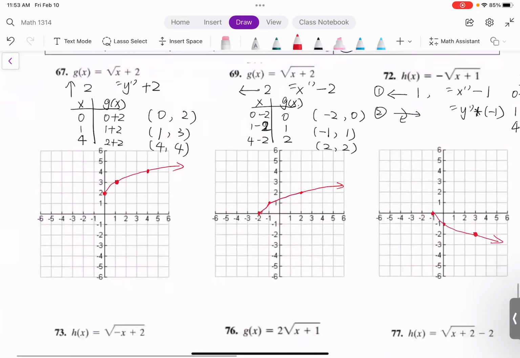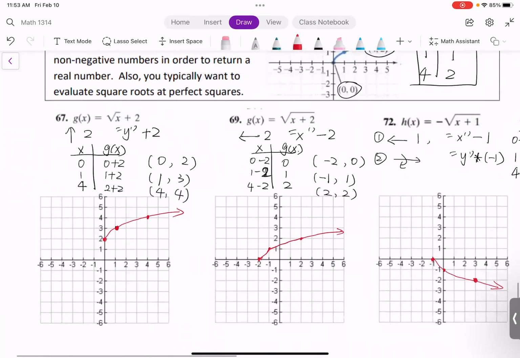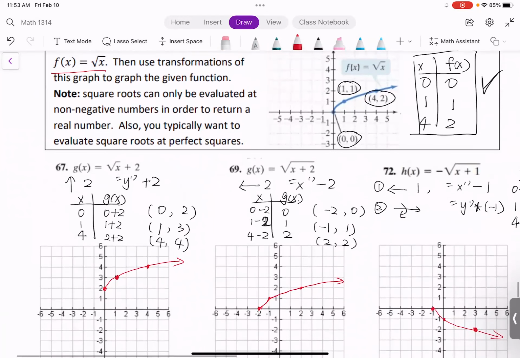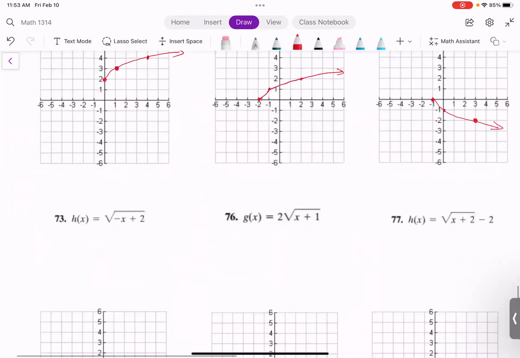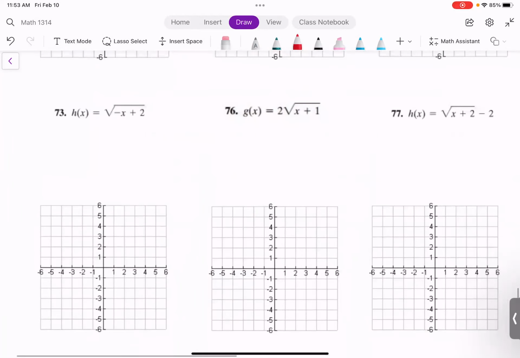Okay, let's see the next part. Still the transformation. So we still need to have the 3 key points with that: 0, 0, 1, 1, 4, 2. Let's put the 3 key points here.